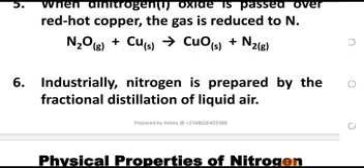So that is how to get nitrogen on a large scale. Now let's move to the physical properties of nitrogen.